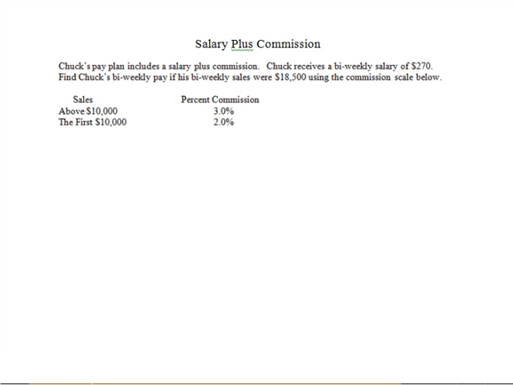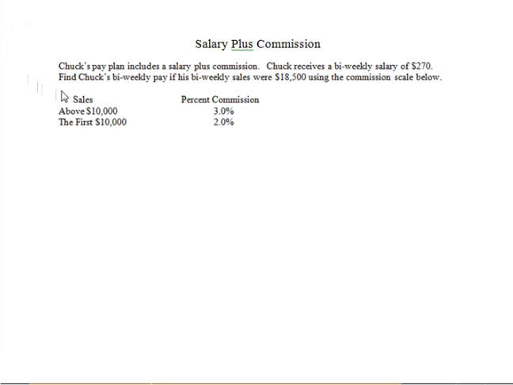So this problem here is an example of differential commission. We see that on the first $10,000 in sales, Chuck receives a 2% commission on his sales. All sales above $10,000, Chuck receives 3% commission. So suppose, for example, that Chuck's total sales were only $8,000. Well, then Chuck would receive a 2% commission on those sales.